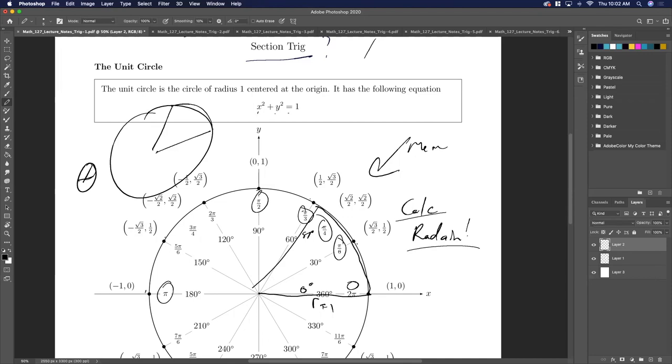And so that's the other angle measurement. So we have two angle measurements. We have radians and we have degrees. Mainly, you just need to focus on this part of it.